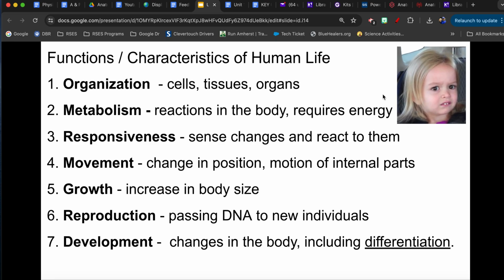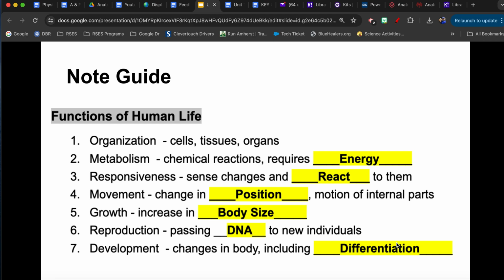Growth: humans are able to increase their body size throughout their life. Reproduction: not every individual has to do it, but humans are capable of passing on their DNA to make new individuals. And then development would be changes in the body. How do we change? Not just getting bigger, but changes within the body, and we'll talk about that one separately because of something called differentiation. So pause while you go over all 7 of those in your notes.